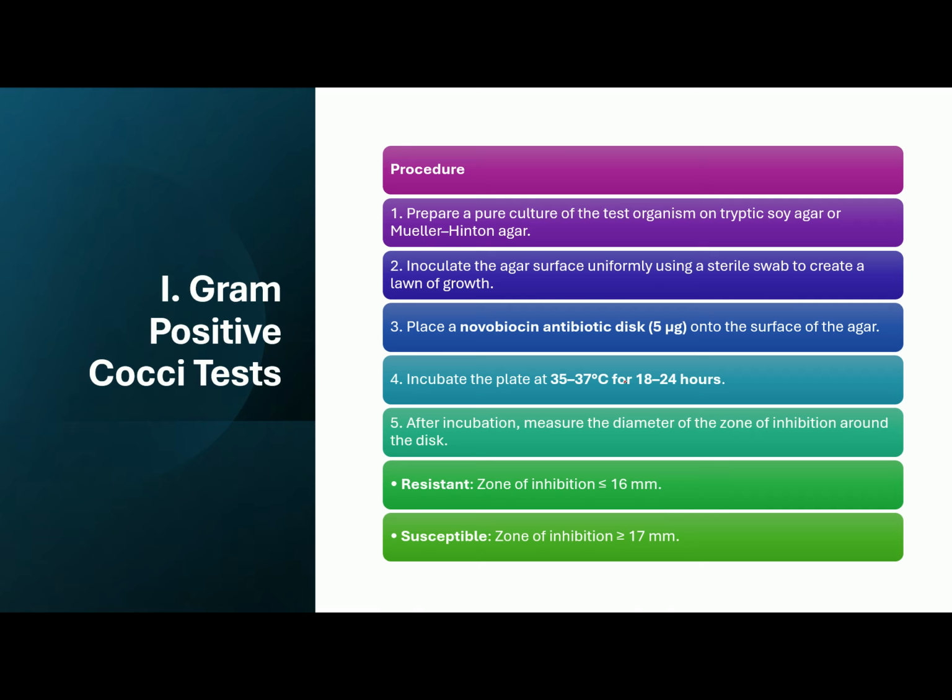So here's the procedure, class. You're going to prepare your test organism on a TSA or an MHA. Inoculate the agar surface uniformly. Place a novobiocin antibiotic disc. Incubate the plate at 35 to 37 degrees for 18 to 24 hours. Then after incubation, measure the diameter of the zone. Resistant if the zone of inhibition is less than 16 millimeters. Susceptible if the zone of inhibition is greater than 17 millimeters.